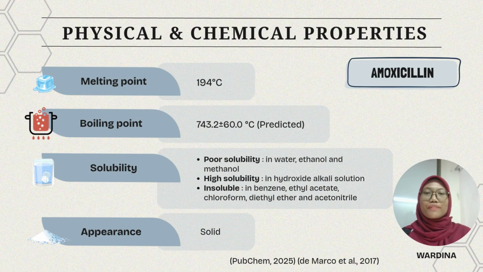So now let's start with the physical and chemical properties of amoxicillin. As we can see in the slide, it has a melting point of 194 degrees Celsius and a predicted boiling point of 743.2 degrees Celsius plus or minus 60 degrees Celsius. When it comes to solubility, amoxicillin has poor solubility in water, ethanol, and methanol, but is highly soluble in hydroxide alkali solution. It is insoluble in benzene, ethyl acetate, chloroform, diethyl ether, and acetonitrile. And in terms of appearance, it is a solid.